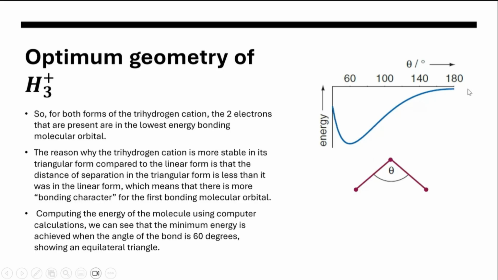Now, we can actually see from this graph, which is made using computer calculation, I won't get into the details because I don't know, that the lowest energy is achieved at a bond angle of 60 degrees, indicating a triangular form.